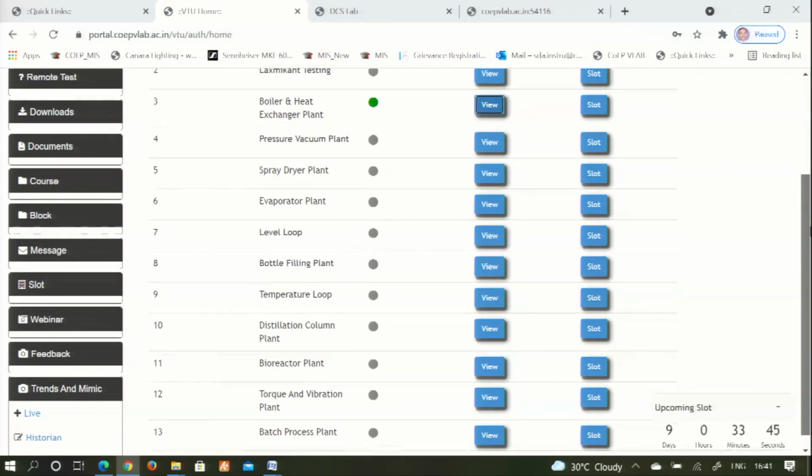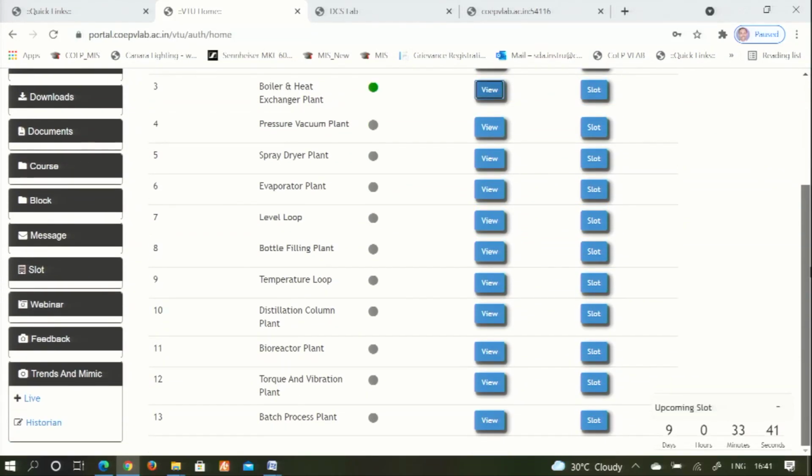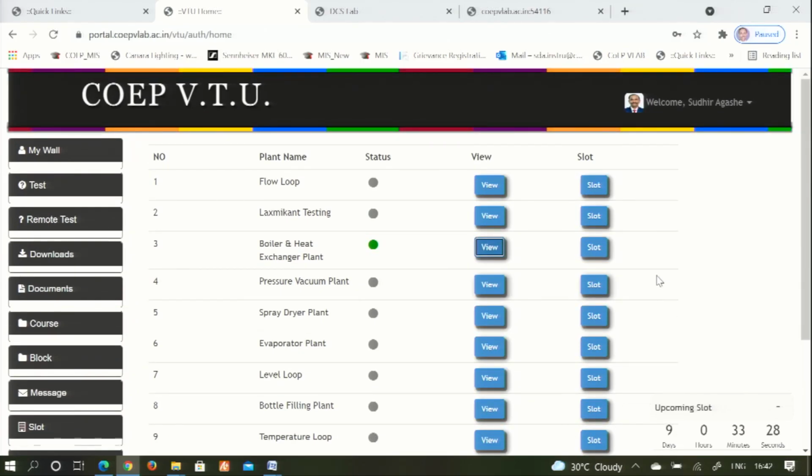All put together, you will find these are the plants like flow loop, boiler, heat exchanger, pressure, vacuum, level, bottle filling, torque and vibration, batch process. So most of the plants are quite interesting and challenging for the students, and these plants, through this project of virtual labs and remote triggered labs, thanks to the Ministry of Education for supporting this, because of that the facility can be made available, and once the facility is available, it is made available to all the students, not only to the students of College of Engineering, Pune.